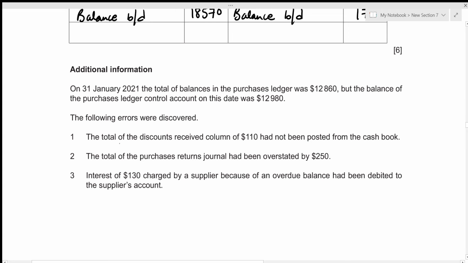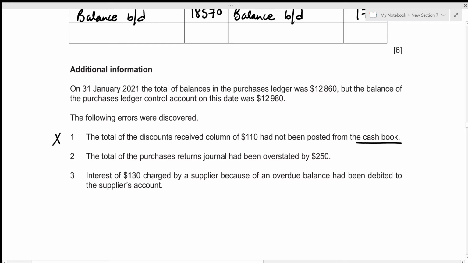The first one is that the total of the discounts received column of 110 had not been posted from the cash book. So this is an error relating to the cash book. The thing to remember is that any error relating to cash book will directly affect the balance on the purchase ledger control account, but not the purchase ledger account. And since we're figuring out the correct balance for the purchase ledger first, we can completely ignore this error number 1.